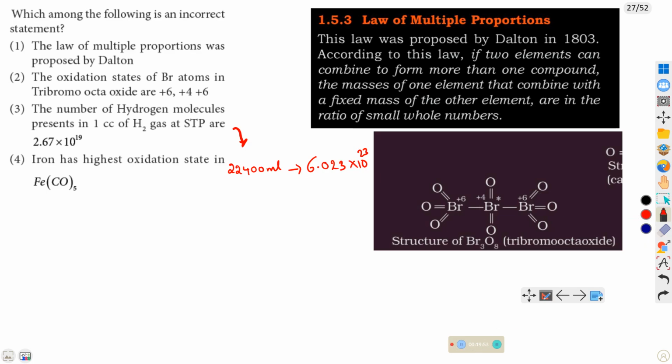Which among the following is an incorrect statement? Law of multiple proportions was proposed by Dalton. Correct statement. The oxidation state of bromine atoms in tribromo octaoxide is +6, +4, +6. Correct. The number of hydrogen molecules present in 1 cc of H2 gas at STP is 2.67 × 10^19. Correct. Because 22,400 ml contains Avogadro number of molecules, then 1 ml contains how many molecules?